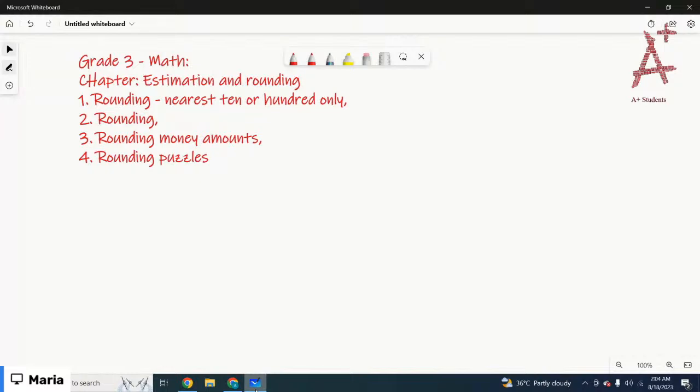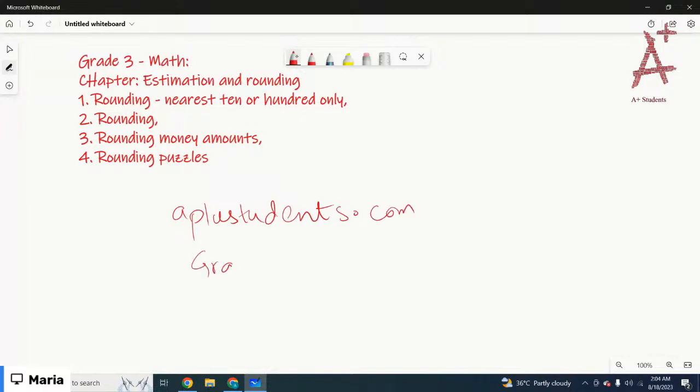We are here for grade 3 math. You can find all the lessons on aplusstudents.com. You have to log in there using your email address, and the password is provided by the administrator. Then you have to select grade 3 math.